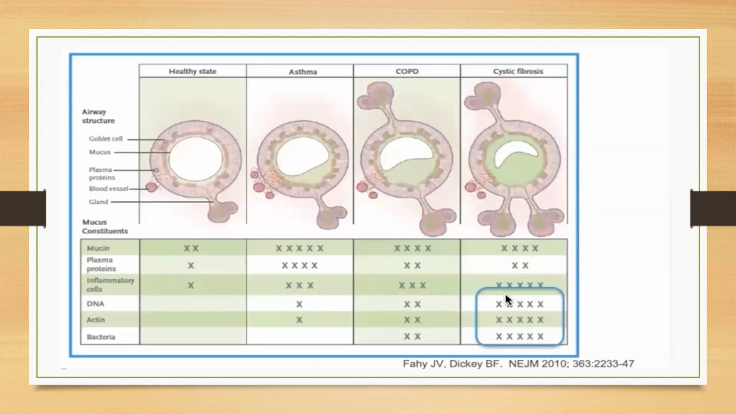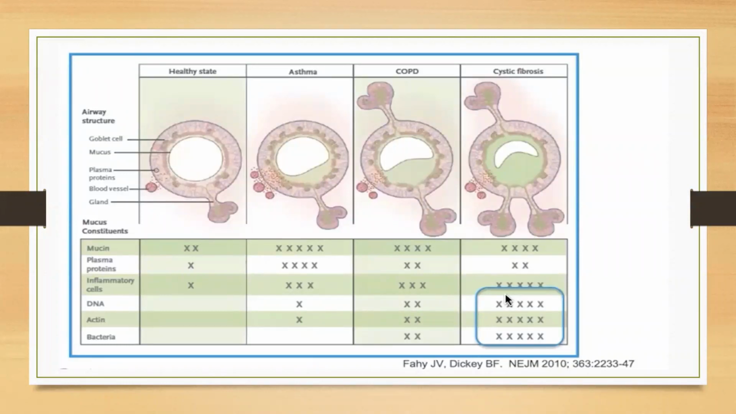And why is this particularly important? I liked this graph because it showed the mucus that builds up in the airways between 2 very common obstructive diseases we see in pulmonary, asthma and COPD. What you can see here is you have mucin, plasma proteins, and a lot of inflammatory cells. Where COPD and cystic fibrosis are different from asthma is that there's a lot more cellular debris in that mucus. So there's more DNA, more actin, more bacteria. And look at how much more there is in cystic fibrosis. So getting this mucus out as part of the airway clearance techniques is very important for these patients.